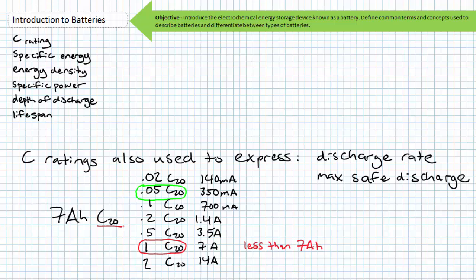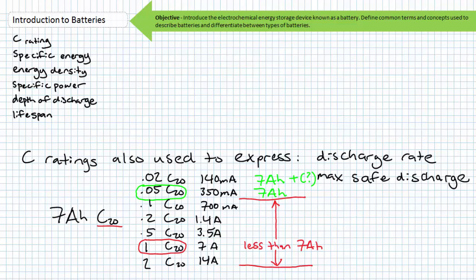Additionally, it should be self-evident that a battery with a 7 amp-hour capacity at the C20 rating cannot produce 7 amps for 20 hours. Otherwise, it would have a 140 amp-hour rating. That's not what the nominal capacity at C20 rating means. The only way you're going to get 7 amp hours out of this battery is when you discharge it over a period of 20 hours. This means the 0.05 C20 rate, where 0.05 is 1 over 20, will deliver 7 amp hours. 350 milliamperes times 20 hours equals the C20 nominal rating of 7 amp hours.